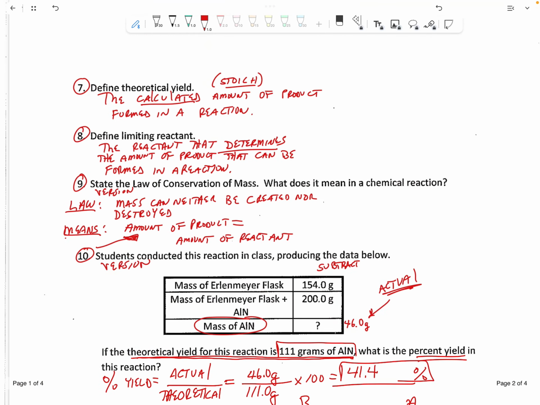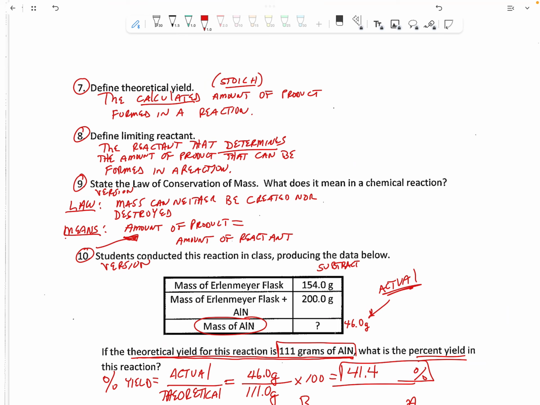Okay, so now we get to some of this tough stuff. Well, not yet. Theoretical yield. This is calculated by a stoichiometry problem. The calculated amount of product formed in a reaction. What you calculate using your stoichiometry flowchart and your calculator. Now, number 8, the limiting reactant. That's the reactant that determines the amount of product that can be formed in a reaction. It determines it. Whatever's the limiting reactant, you can't have more product than that. You'll see that here in a little bit.